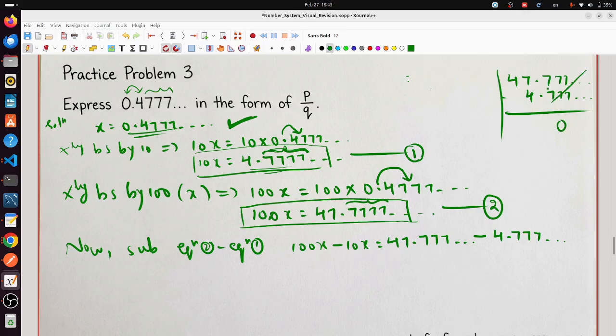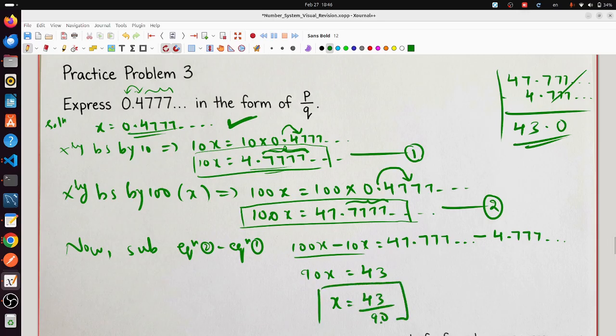Here earlier we had 4, right? That was in decimal, that's why we need to follow this procedure. 47 minus 4 is 43. Now we got 43. 100x minus 10x is 90x equals 43. That's why the x value is 43 by 90. This is in the form of p by q. We have converted the decimal into a fraction. Like this we need to solve this question.